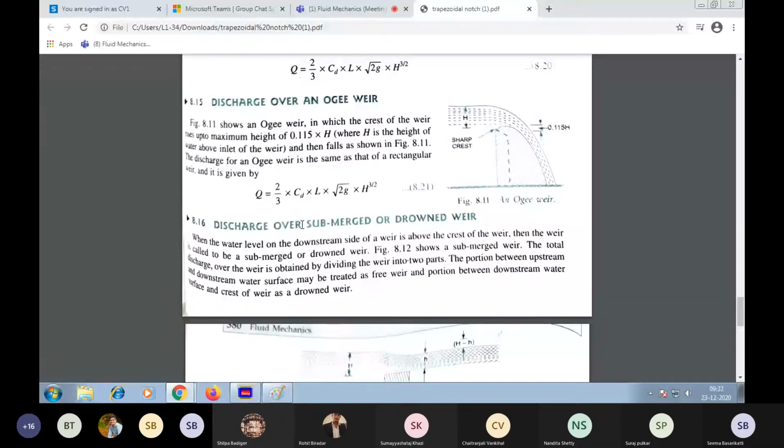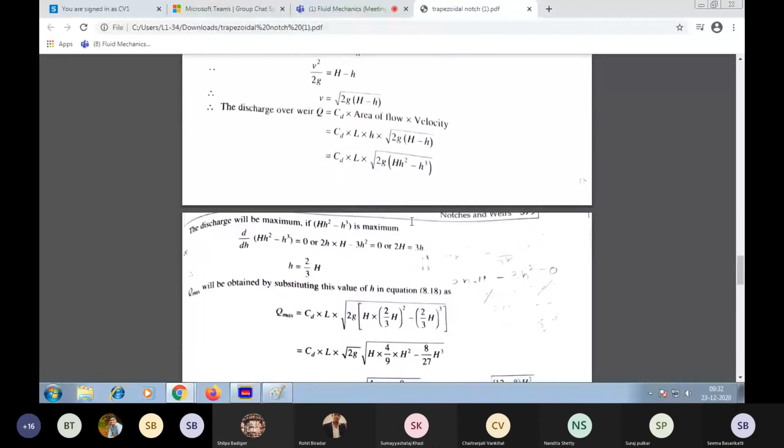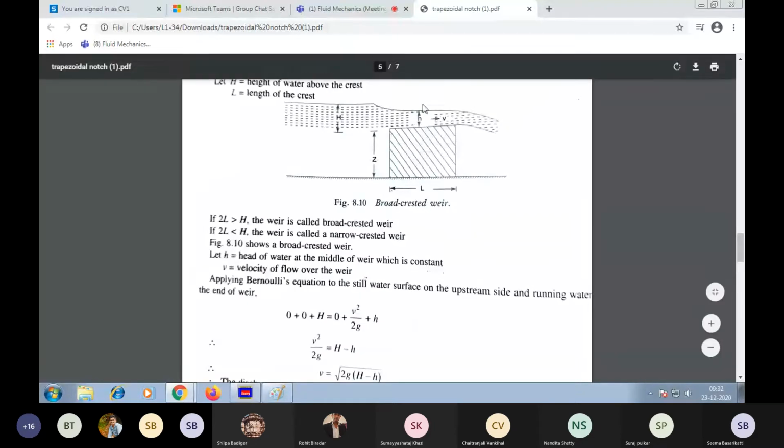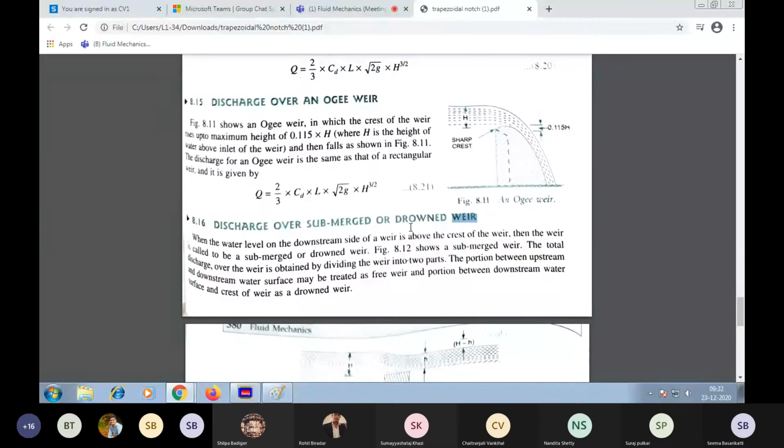So here in today's class, we are going to derive the equation for a submerged and a drowned weir. So if the weir is completely inside the water or a liquid, then we say it is a submerged or drowned weir. Why have we taken this term? Because in the last derivation we saw that the water was overflowing the structure, so when the water overflows, this structure will be inside the liquid.